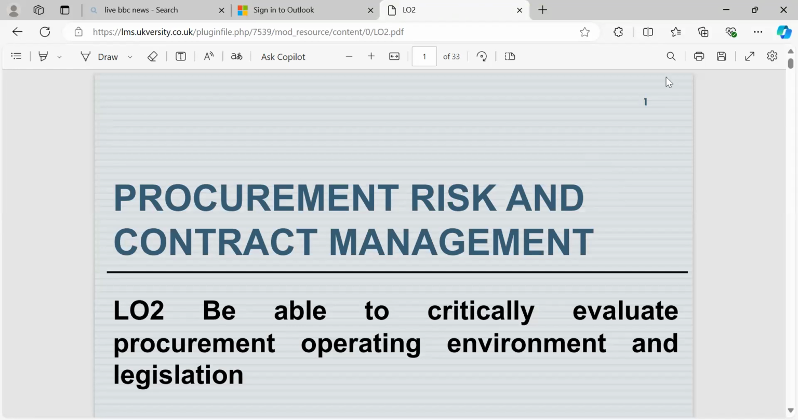Today's lesson will go through LO2, which is to be able to critically evaluate the procurement operating environment and legislation. The key legislation we'll go through covers credit, goods quality, the Sale of Goods Act, waste storage, and all other legislation. Those are very important to go through. We look at the operating environment, where we operate.